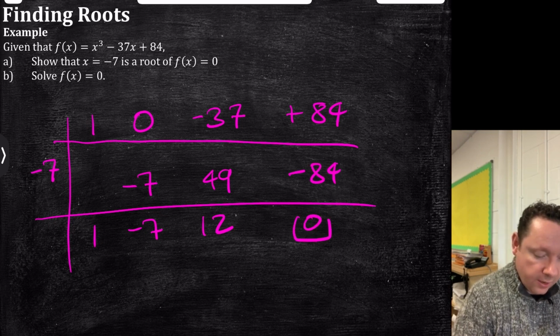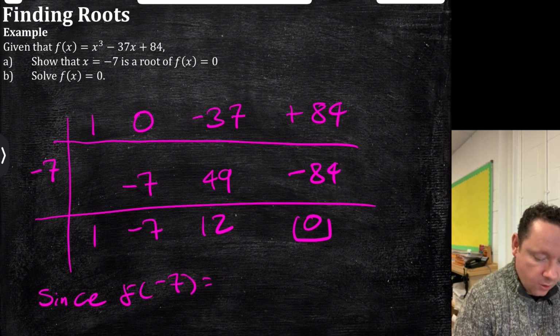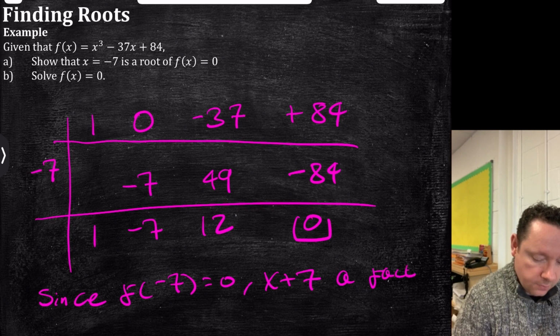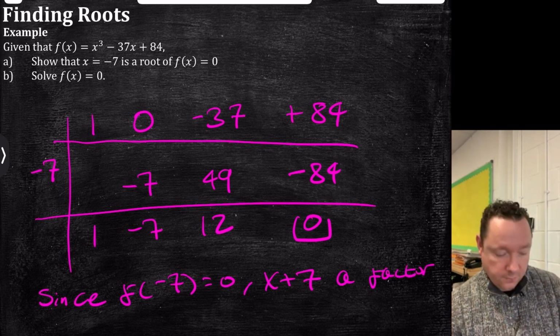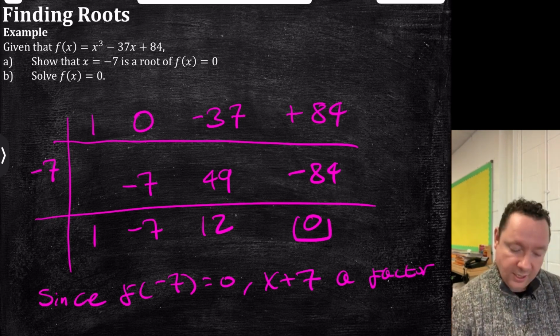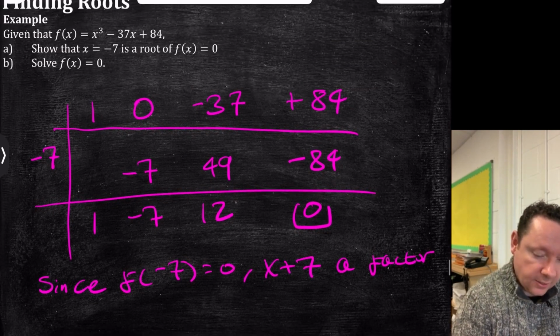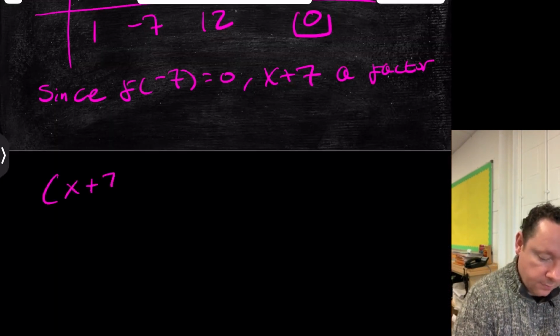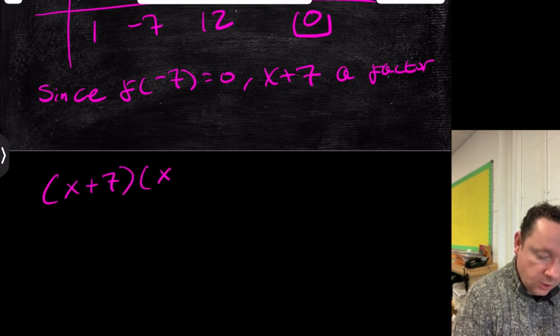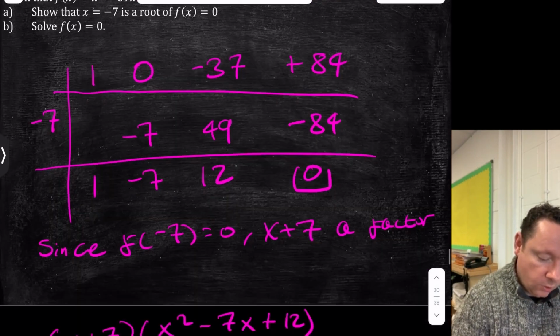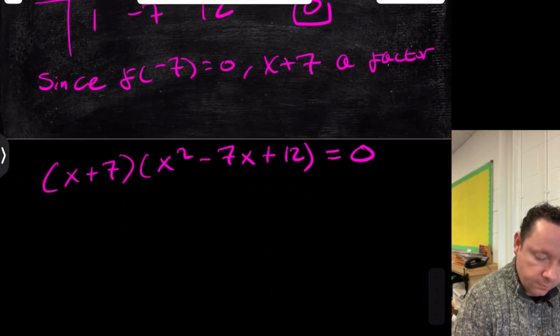So I can just say that since f of minus 7 equals 0, x plus 7 is a factor. Or you could say that since the remainder is 0, x plus 7 is a factor. That's fine as well. Now we can just go ahead and factorise this. x plus 7 times x squared minus 7x plus 12. But we have to solve that equal to 0. So we'll just say equals 0.